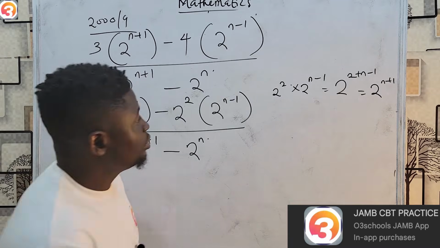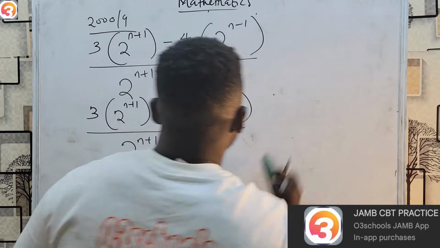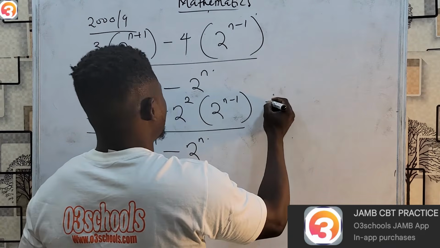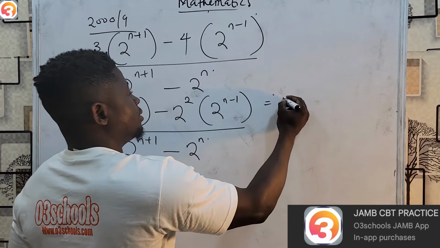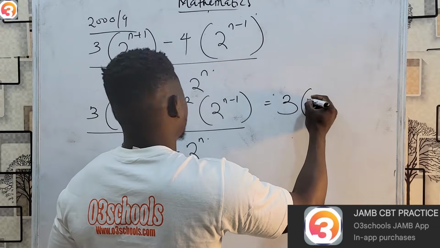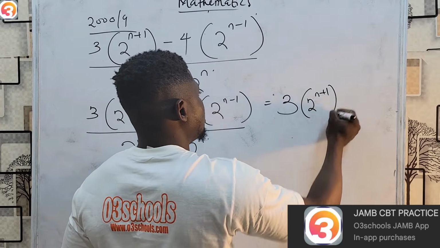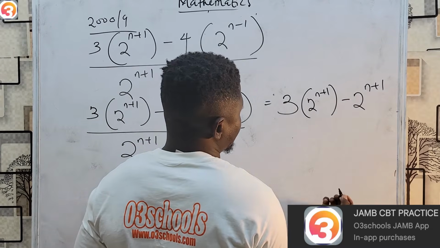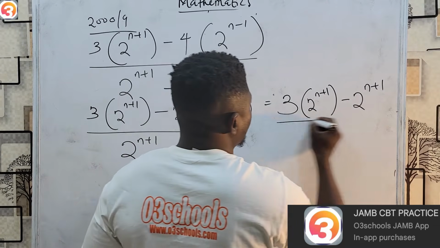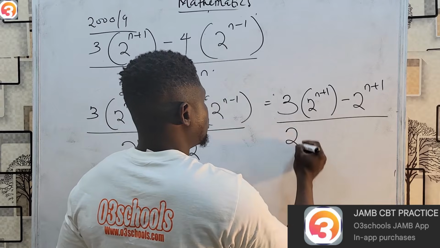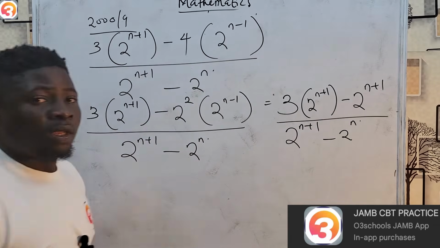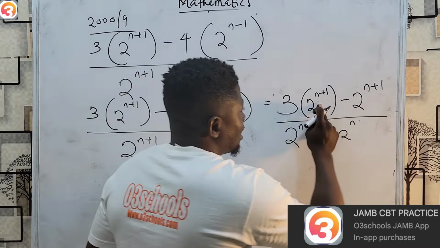Let's bring that into the expression now. So I'm going to have 3 into 2 raised to the power n plus 1 minus 2 raised to the power n plus 1, all over 2 raised to the power n plus 1 minus 2 raised to the power n. Now, there's n plus 1 here, there's n plus 1 here.